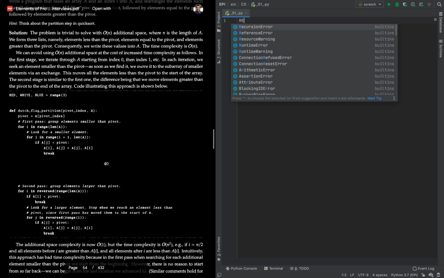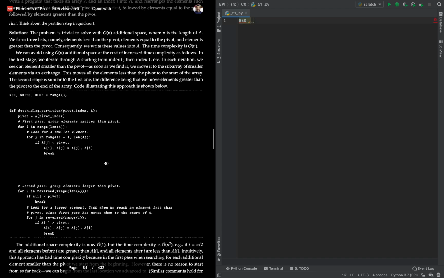Okay, so it wants red, white, and blue is equal to range 3. So that's 0, 1, 2. Define Dutch flag partition, pivot index. Pivot is equal to A of pivot index. Okay, so our first pass.